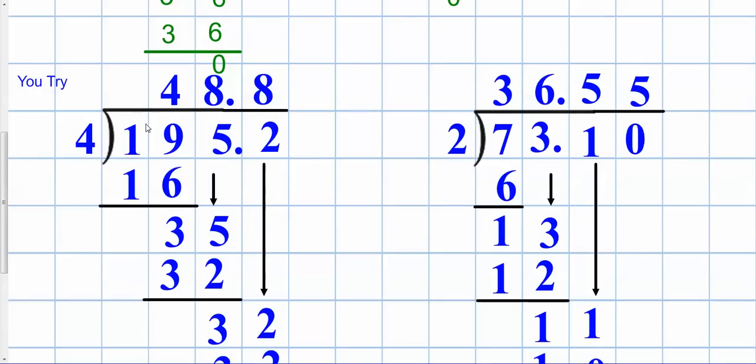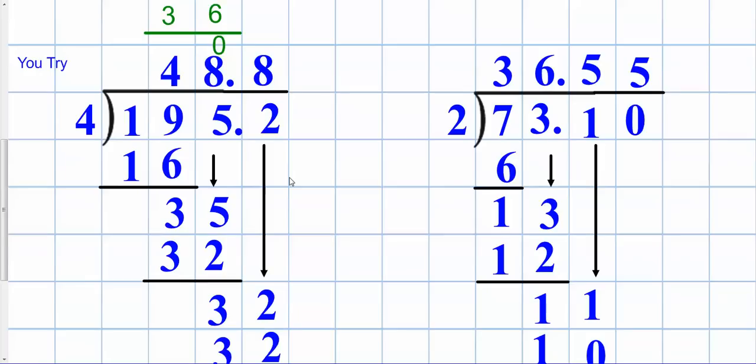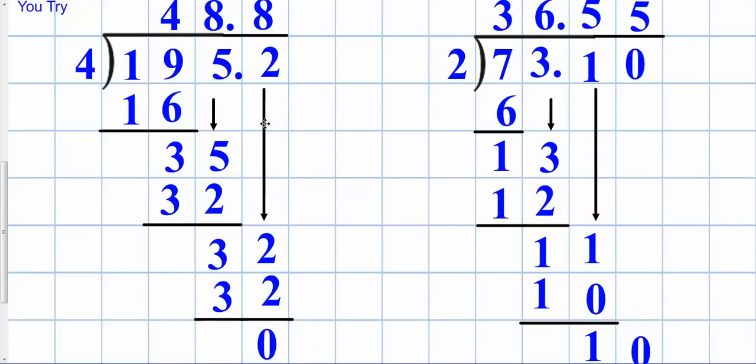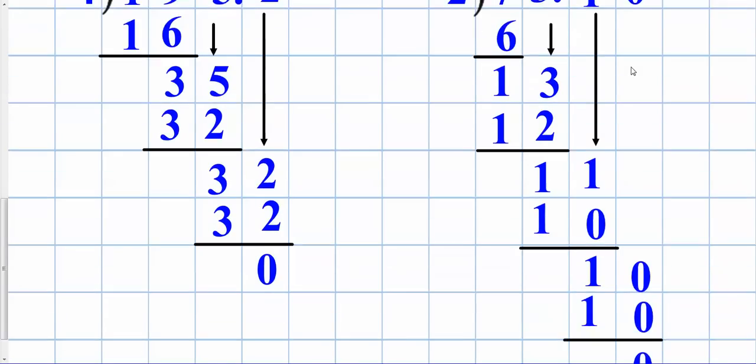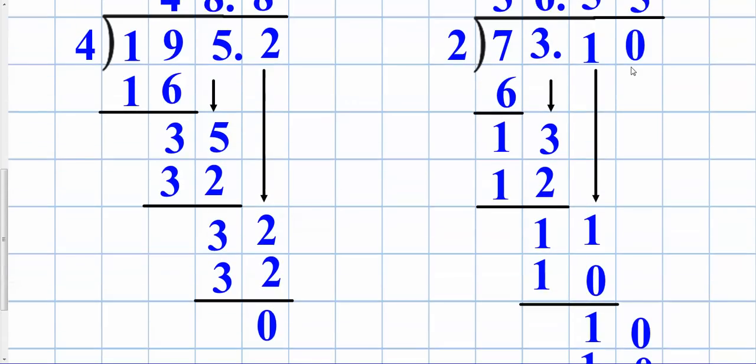So here's what we came up with. 195 and 2/10 divided by 4 is 48 and 8/10. So here's the work for that. You can squeeze it all in one screen. 4 times 4 is 16. 3, bring down the 5. It's 32. Subtract, I get 3, bring down the 2. So another 8 comes out of there. All right, now here I had to add a 0 so it would work. Okay, so there's my work for that problem.